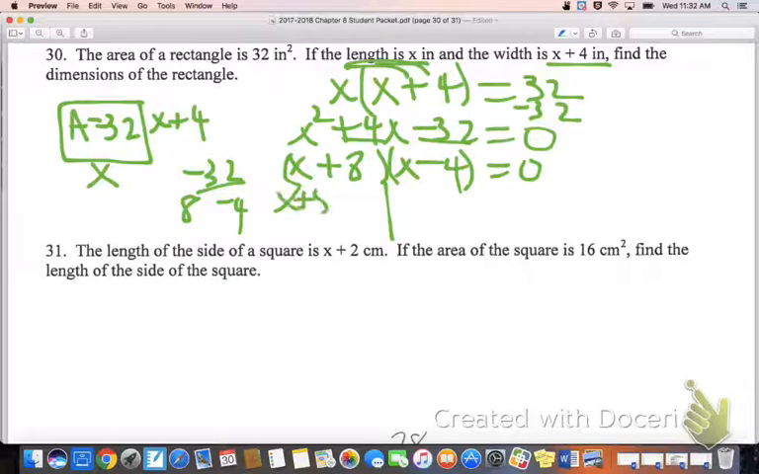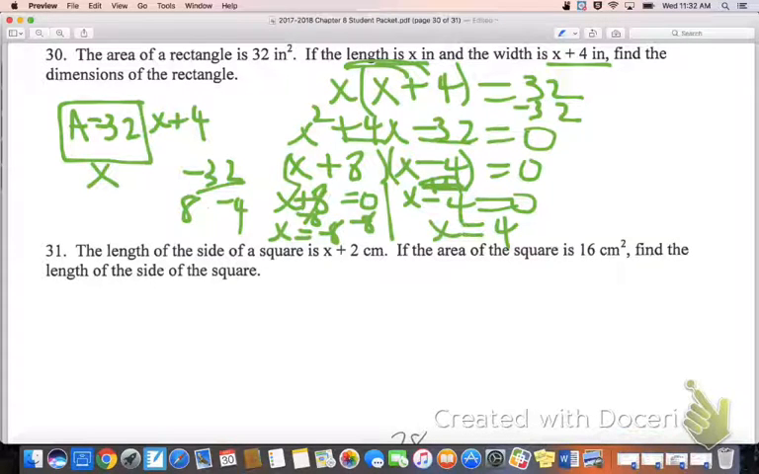Then we set each one equal to 0. Subtract the 8. So you get x equals negative 8. And x minus 4 equals 0. Add the 4. x equals 4. So we know we can't have a negative length. So negative 8 doesn't count. We get x equals 4.